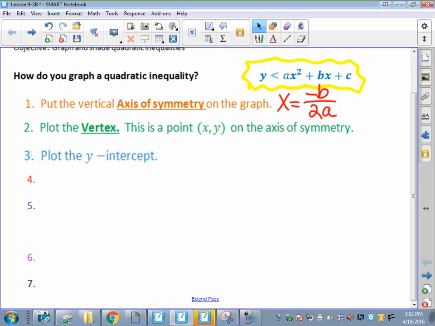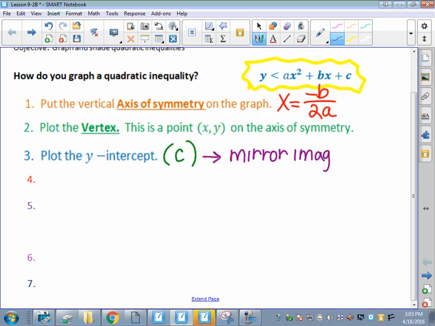Next, plot your y-intercept. Just like always, where does the y-intercept come from? It's our c value. And if you wanted to, you could use the y-intercept as well as the mirror image point. I'm going to say all the same things that I said for graphing a regular quadratic. You need to have 5 ordered pairs. So we've got a vertex, we've got a y-intercept, we've got a mirror image point.